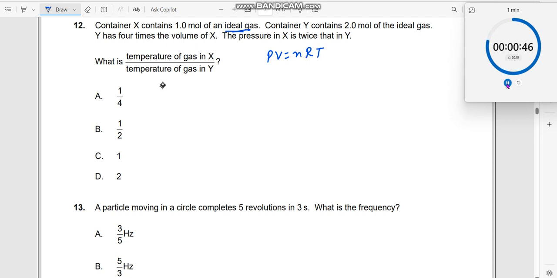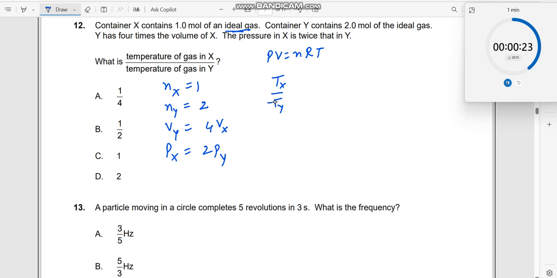Now what is given here? Nx is equal to 1. Then Y contains 2 moles, Ny is equal to 2. And Y has 4 times the volume of X, so Vy should be equal to 4 times the volume of X. Pressure in X is twice that of Y, so pressure in X is equal to 2 times pressure Y. Everything is given. Tx by Ty is equal to what? So that's what we need to find.